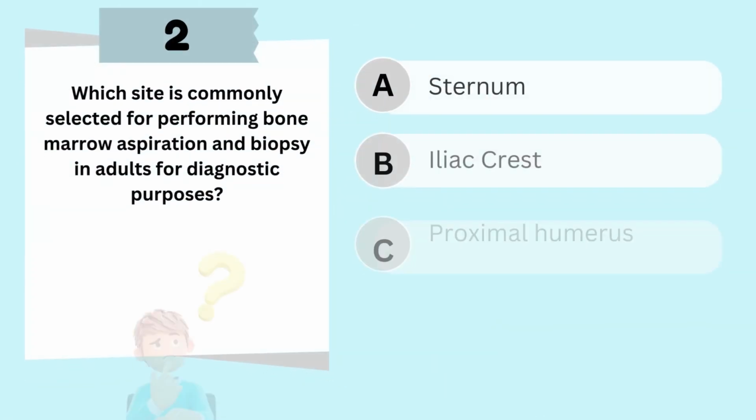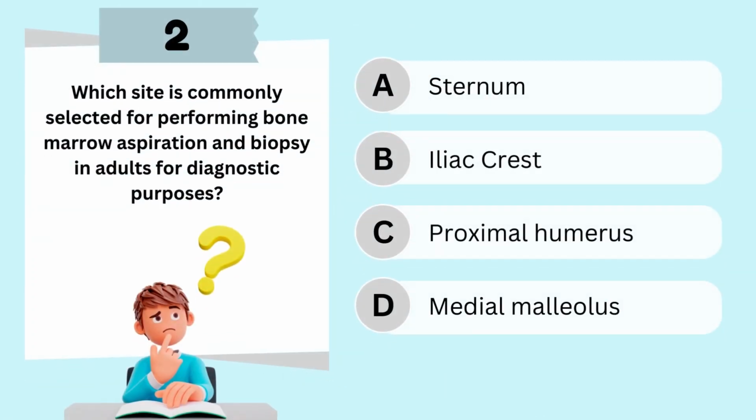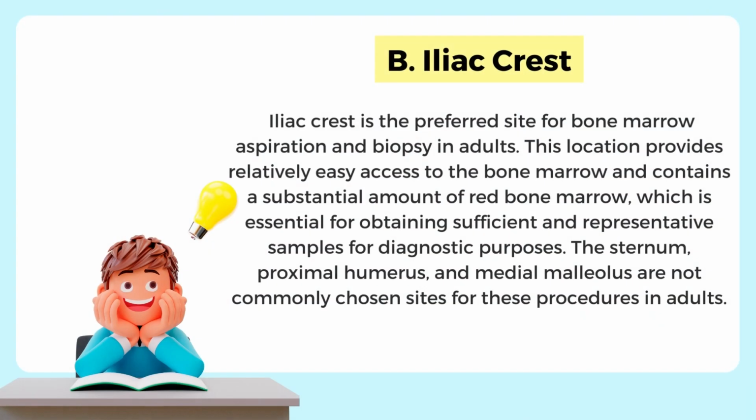Which site is commonly selected for performing bone marrow aspiration and biopsy in adults for diagnostic purposes? The correct answer is B. Iliac crest.